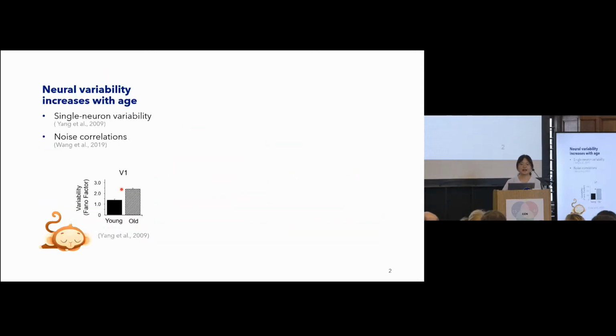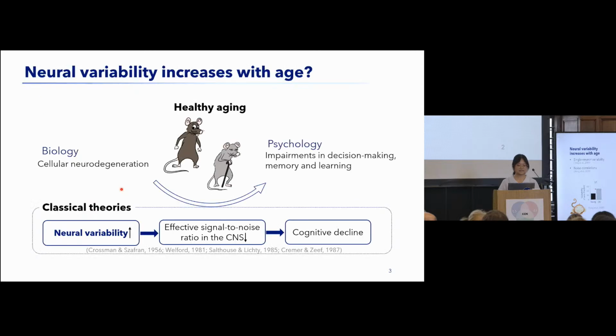Recent research on anesthetized monkeys found that both single neural variability and noise correlations increase with age. This result is consistent with the first part of those classical theories. But since they used anesthetized monkeys, they can't link the neural changes to behavior.